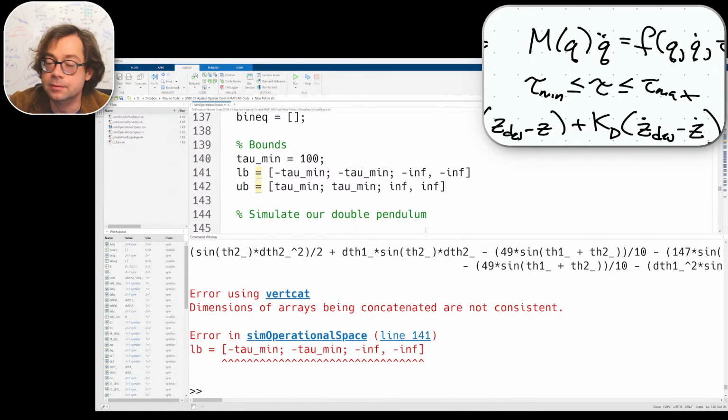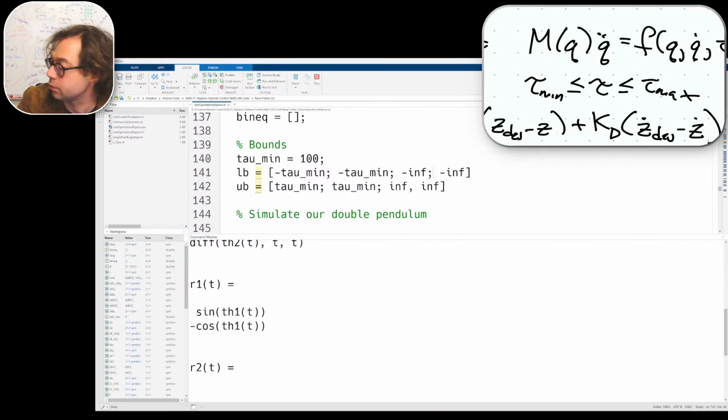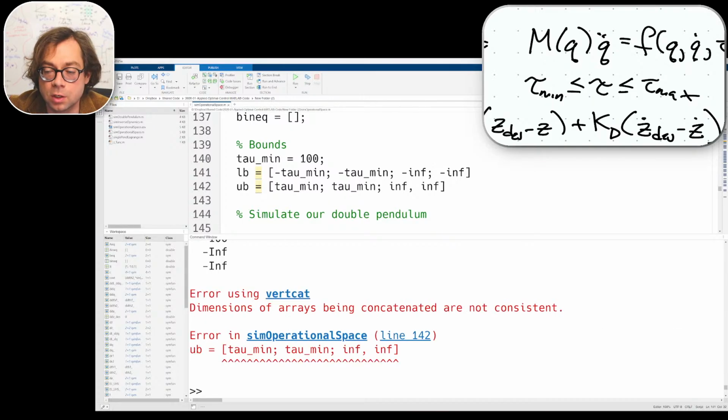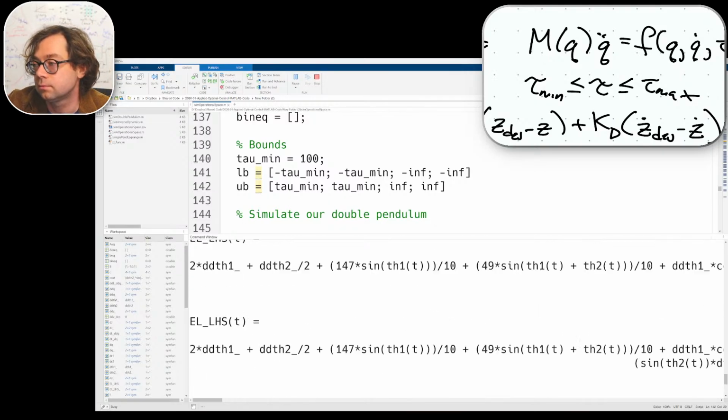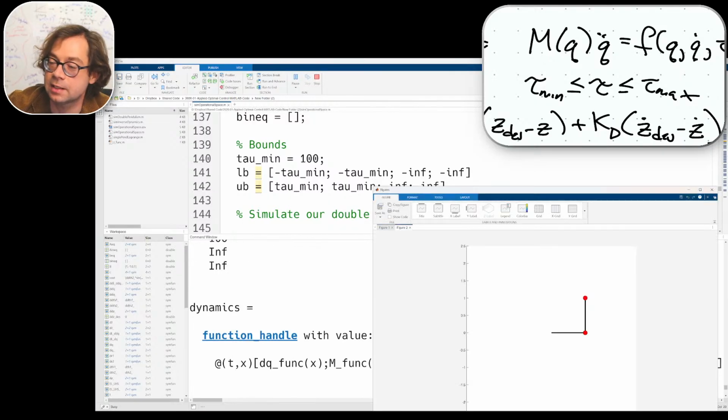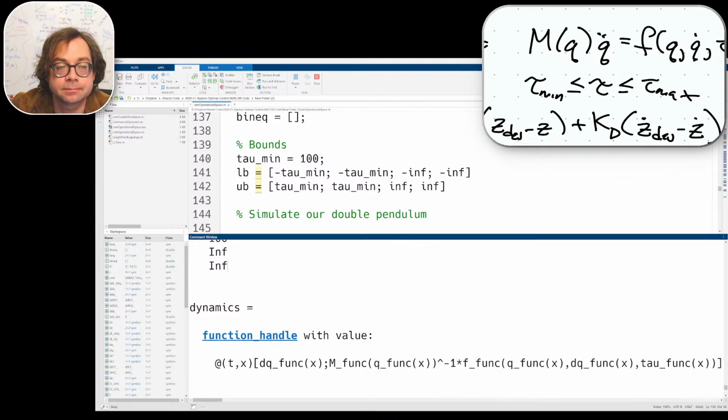What did I screw up? Oh, this is a comma instead of a semicolon. I screwed that up. All right. That should work. Oh, I did the same thing. Semicolon, right? Semicolons for all. This is why you don't do it the way I did it. Anyway, we got everything we need for the quadratic program.